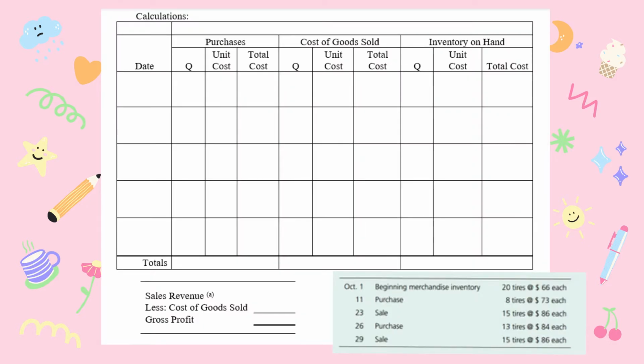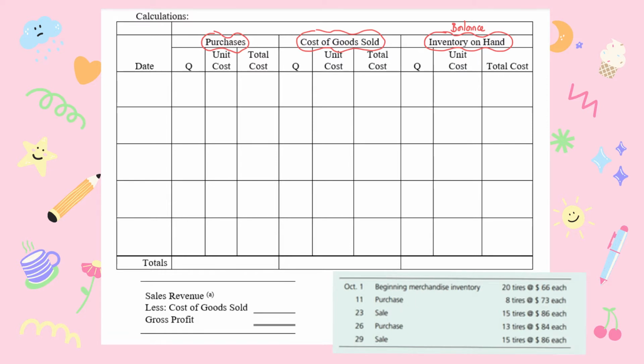So this table is called perpetual inventory record. We're gonna have 3 main columns: purchases, cost of goods sold, and inventory on hand. Inventory on hand is the balance. Okay, and we have the question or the transactions down here.